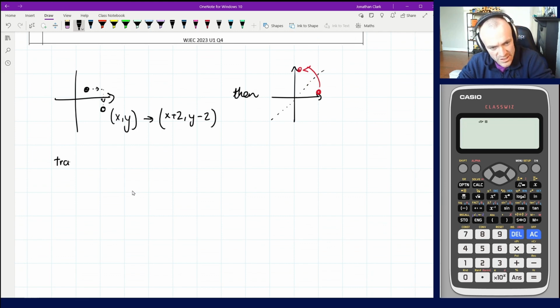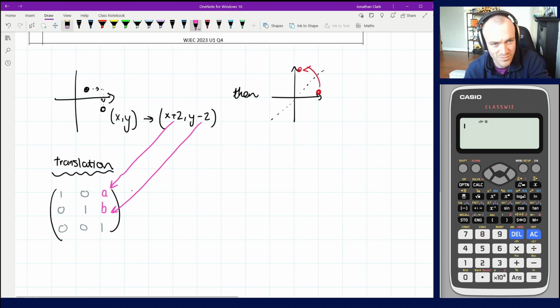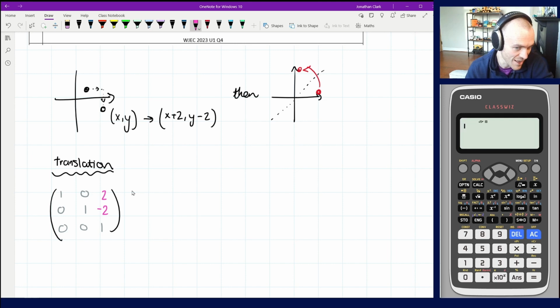The general translation matrix is a 3 by 3 and it looks something like this. It's an identity in the top 2 by 2. It's 0, 0, 1 on the bottom, and then here we have the values that we would like to move it to the left or the right. This number corresponds to the horizontal movement, and this one to the up and down movement. So in this case, we are going to have 2 and minus 2, right 2 and down 2.